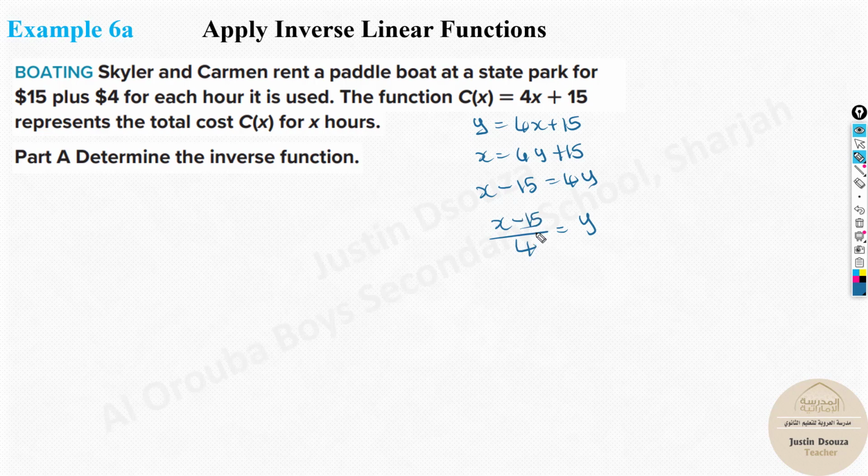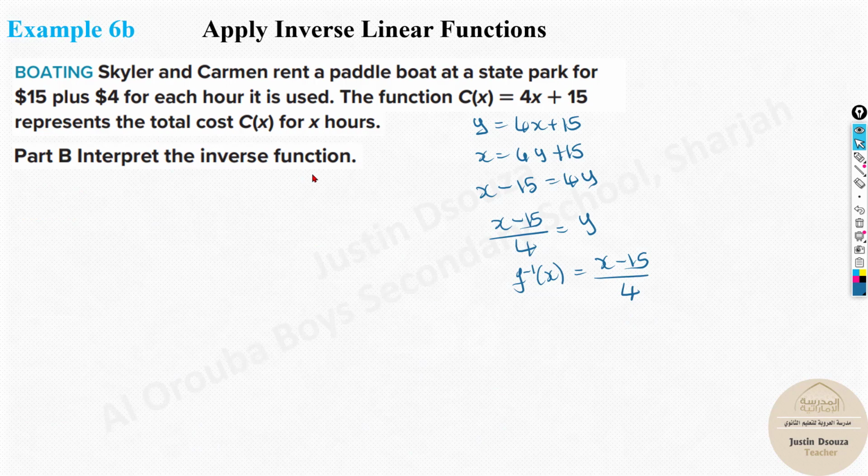Every time it will work. But it's better to do this method because if it's a square root and stuff, it's a bit hard to directly write it. That's why we need to do this. Now here, let me write y is c inverse of x, that is equal to x minus 15 divided by 4. That's the answer. That's part A they have asked. We have done the inverse function, x minus 15 by 4.